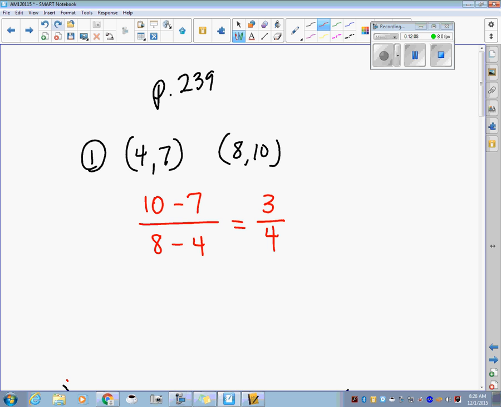Okay? So, if you remember, I wanted you to write an equation, and the first step was finding the slope. The second step is to pick one of the points. Now, it doesn't really matter which one you pick. In fact, if half the room picks 4, 7, and the other half of the room picks 8, 10, you should get the same equation. So if you want to test that out, go ahead and test that out. I'm going to pick 4, 7.